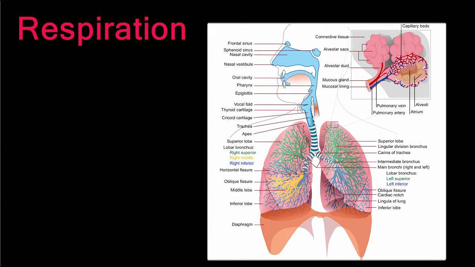The air then passes into the pharynx, where the mouth and nose connect. The pharynx splits into the esophagus, which leads to the stomach, and the trachea, or windpipe, going to your lungs.